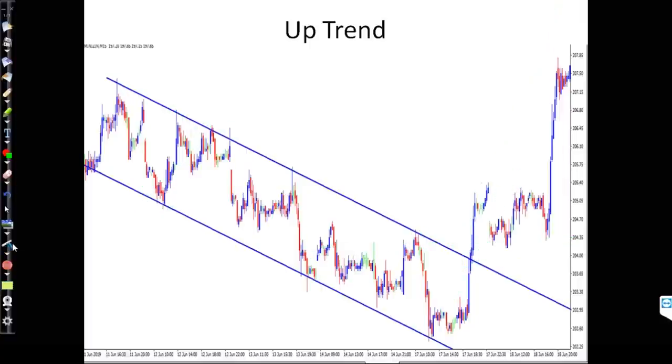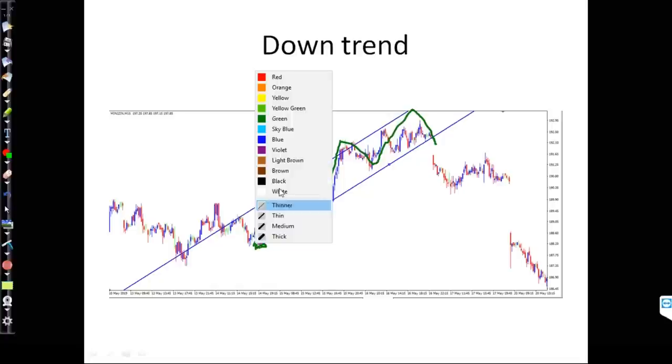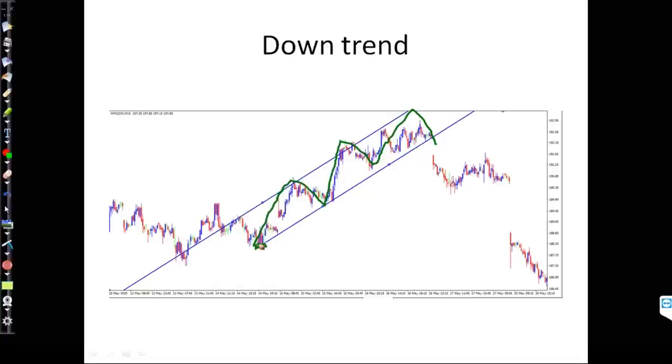Next, you can see a downtrend. Have you seen the market was running in this range in an uptrend? They were creating higher high, higher low, and the moving average also running. Suddenly they broke this range. I just connected higher low, higher low, higher low, and higher low.